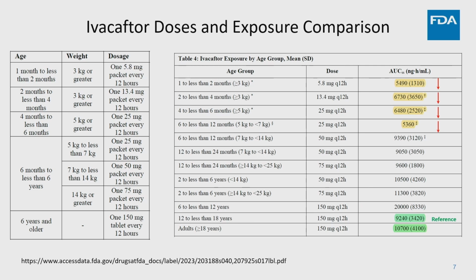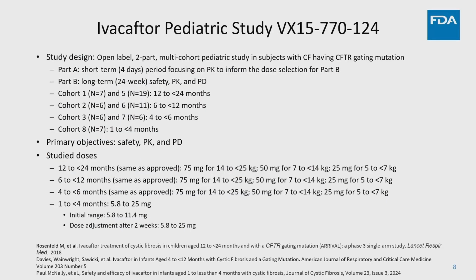Why those lower exposures are considered efficacious in those younger kids is the topic I want to discuss in this case example. If you look into the study design for the pediatric study, those studies are open label studies that mainly focus on describing the pharmacokinetics and pharmacodynamics as well as characterizing the safety profile in those younger kids. But efficacy was not established or evaluated in those studies. The dose used in this pediatric study, which supported approval, is basically the dose that we approved in the current USPI label.